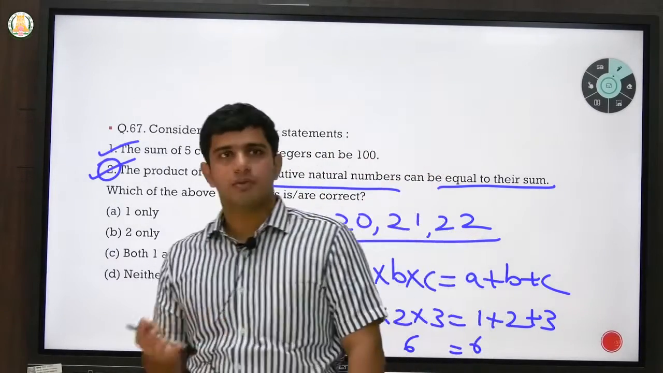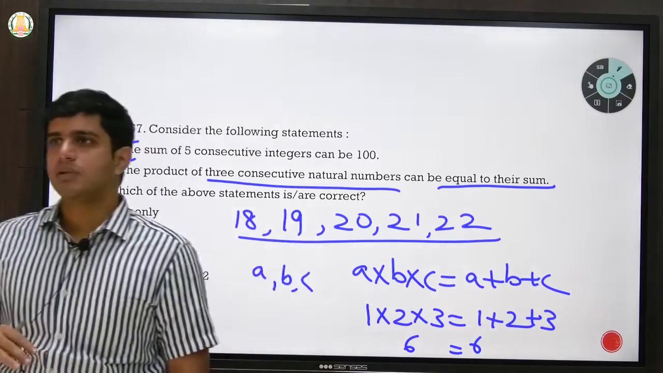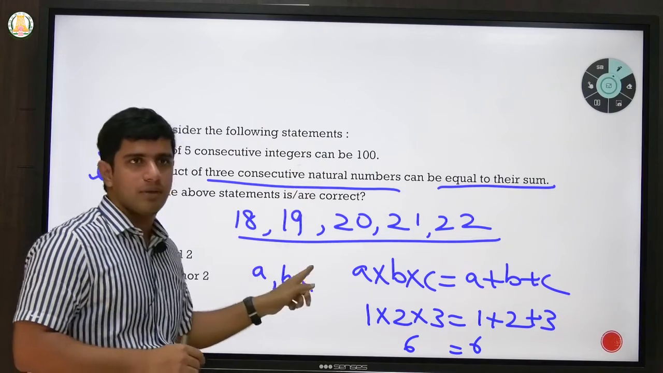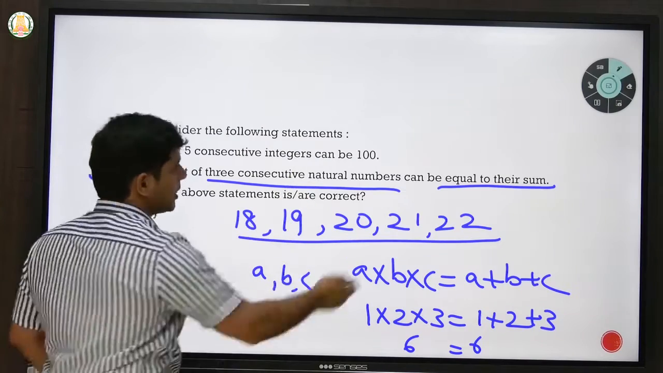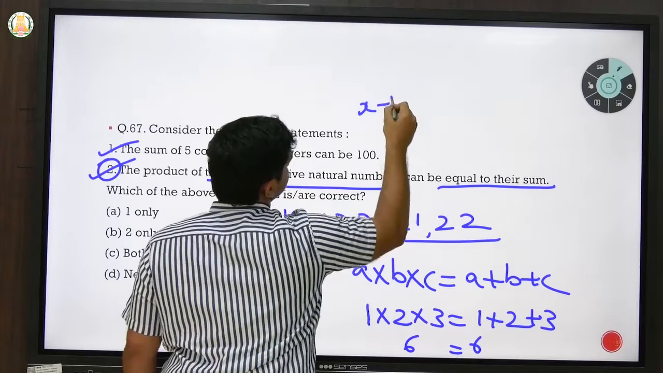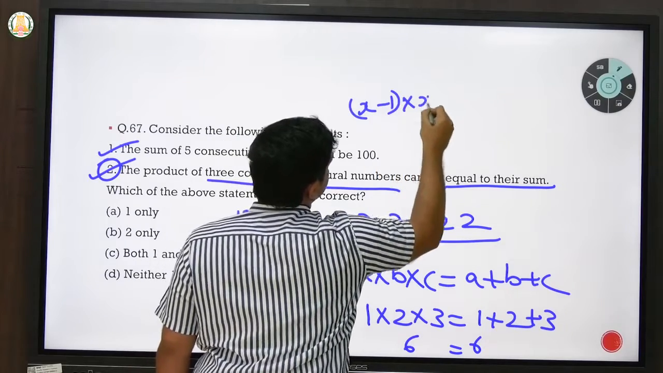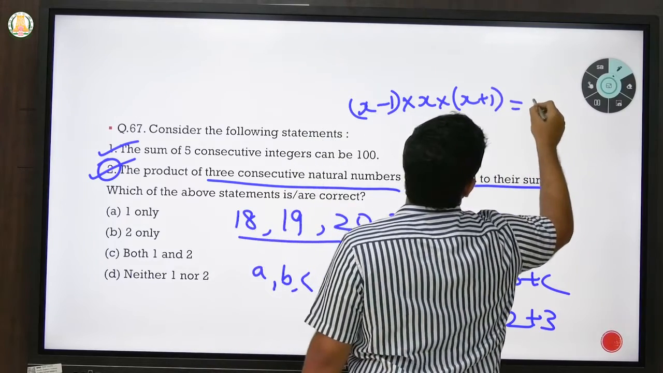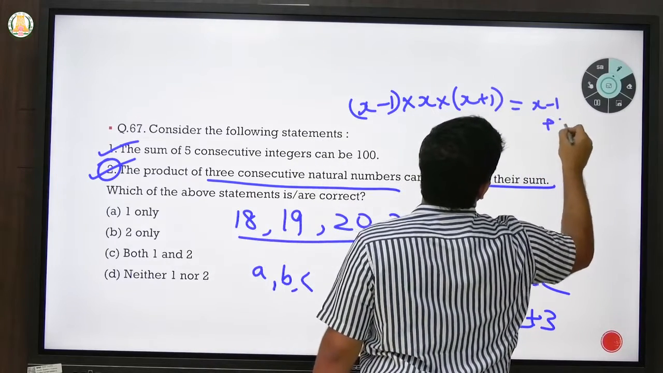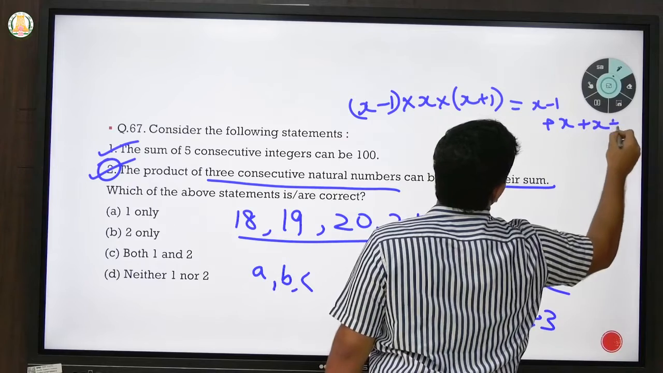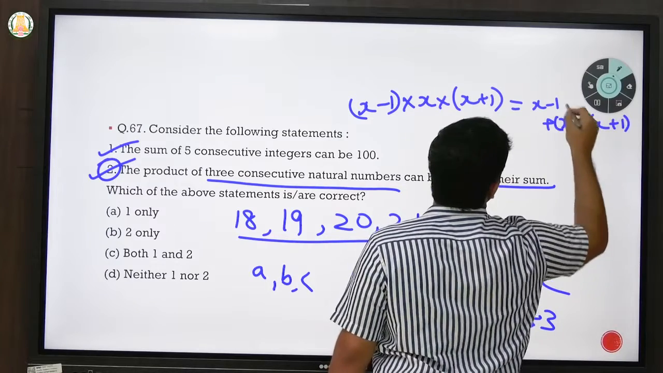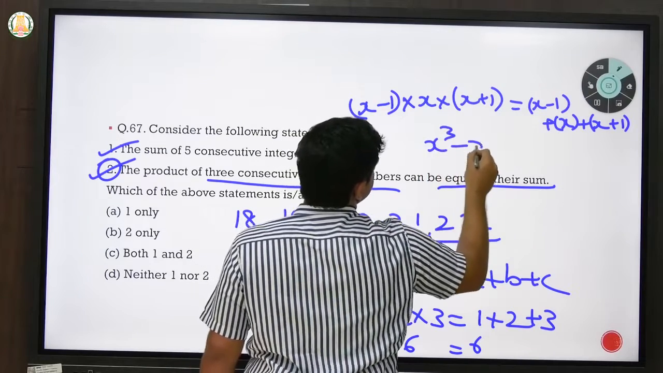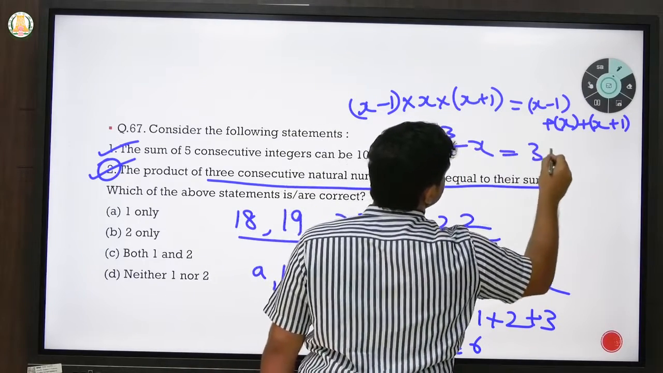You should have known this before, even in the exam also. Here, even if you don't know, you can assume things and you can solve. Here also you could have assumed, let's say it will be a very big process, but x minus 1 into x into x plus 1 is equal to x minus 1 plus x plus x plus 1. This is the sum and this is the product. So what will this be? x cube minus x is equal to 3x.